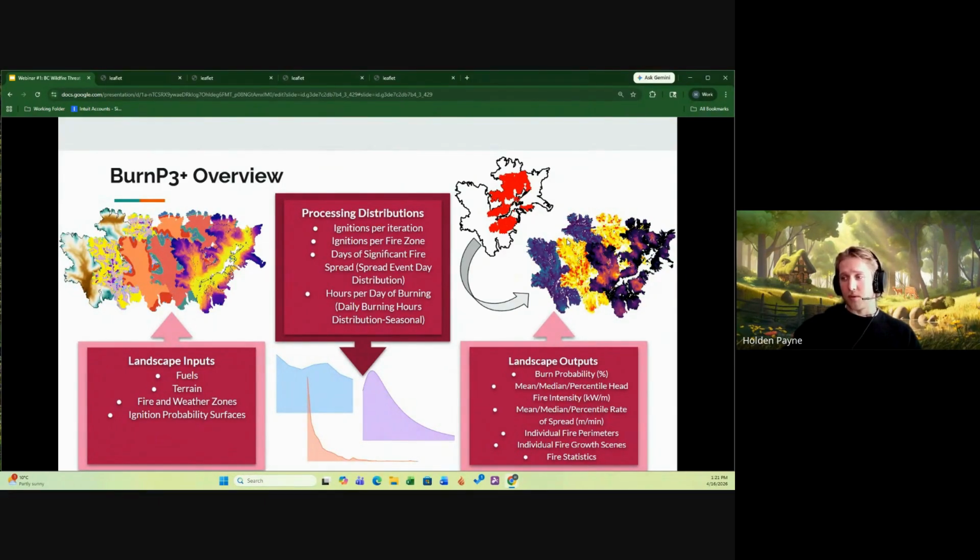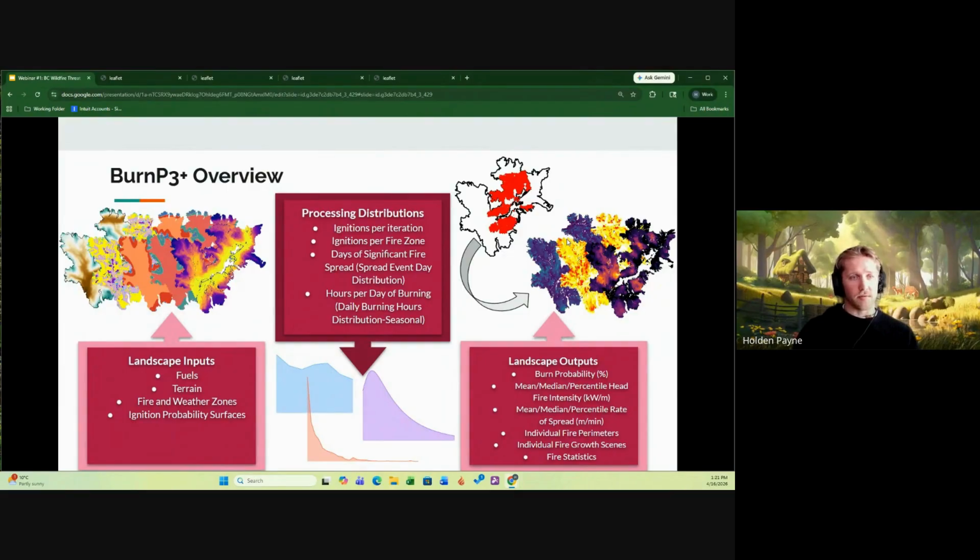We can also pull out the mean, median, or percentile values for any given fire behavior variable. So we could pull out the rate of spread value for a particular cell. How fast were all the fires that were burning over that cell moving? And then how intense were they? Are these crown fires that are burning over that cell, or are they surface fires?